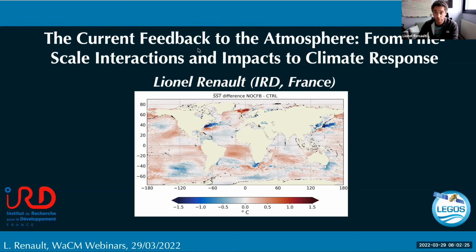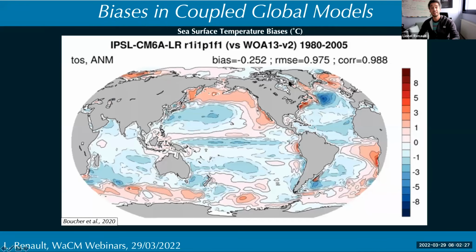I wanted to really start my talk with this figure, from Boucher et al. 2020. It illustrates the biases we have in the coupled global models. This is from the IPSL model at 1 degree. We can see, as you know, I guess, that there are large biases in sea surface temperature, up to 5 degrees, especially over western boundary currents and eastern boundary currents.